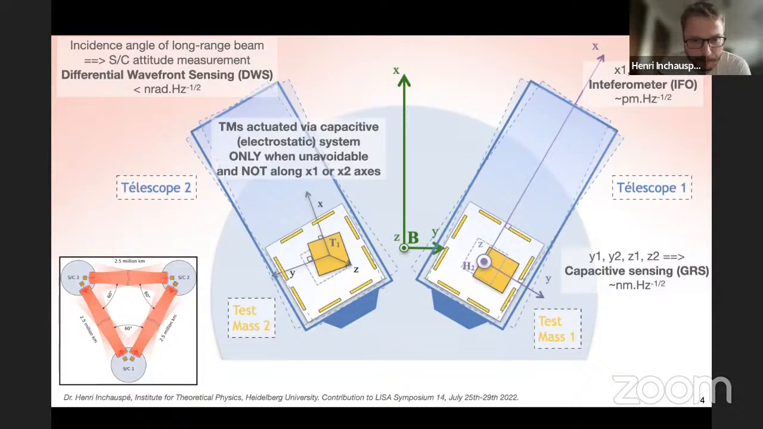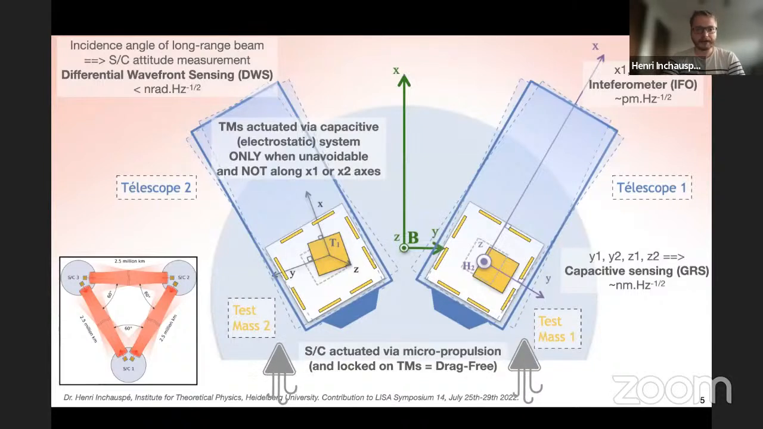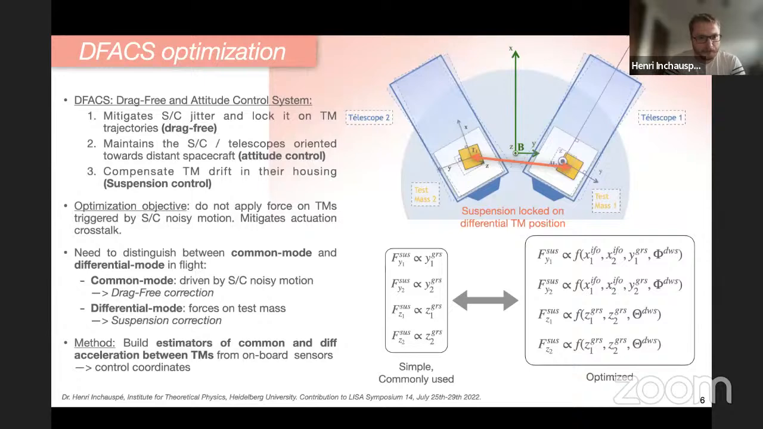So this sensor information is used to control the test mass. Whenever you see differential motion between the two test masses, you have no choice but to apply force on the test mass to correct this differential displacement, and that is done by acting electrostatically on the test masses. That's called suspension control. Whenever you see a common mode motion of the two test masses, it basically means that the spacecraft is moving, is shaking, and you can control that by correcting the spacecraft motion with micropropulsion. That is called drag-free. So basically, that's what DFACS is, the drag-free and attitude control system.